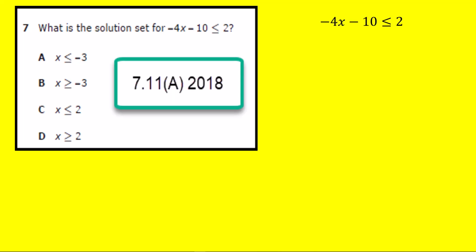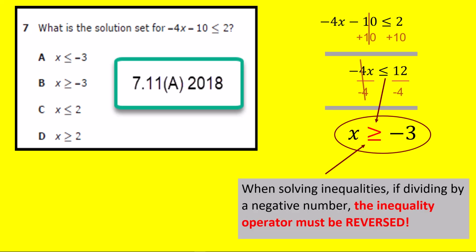Let's look at this first example. What is the solution set for negative 4x minus 10 less than or equal to 2? As we do in equations, we undo the addition or subtraction first. So here we add 10 to both sides, leaving negative 4x less than or equal to 12. Then we divide both sides by negative 4, leaving x and negative 3. The trick though here is since we divided by a negative, we must flip the operator. The rule is when solving inequalities, if dividing by a negative number, the inequality operator must be reversed. So the final answer here is x greater than or equal to negative 3.